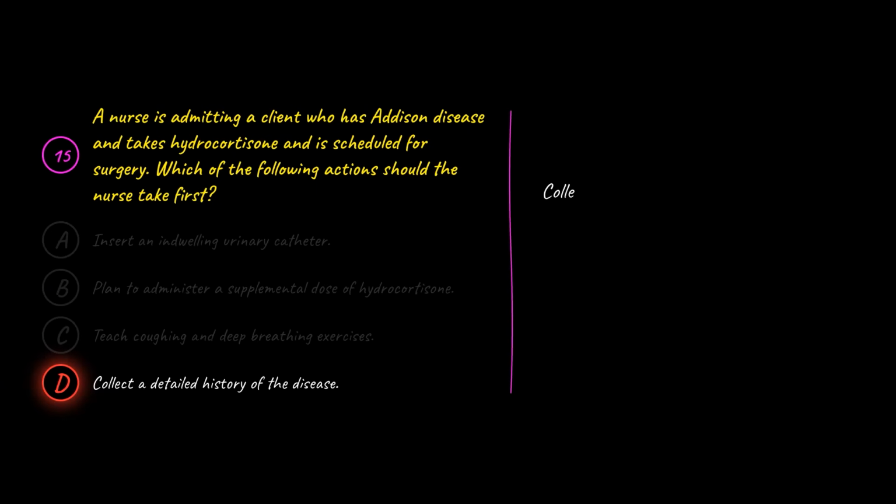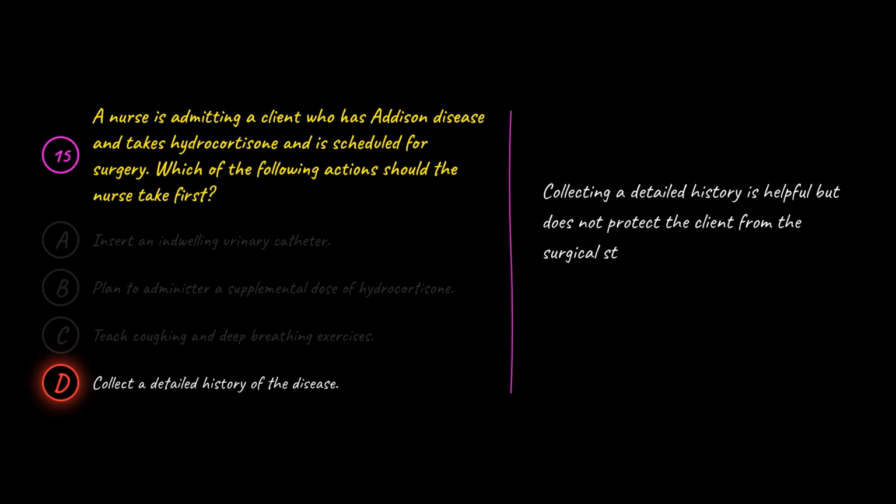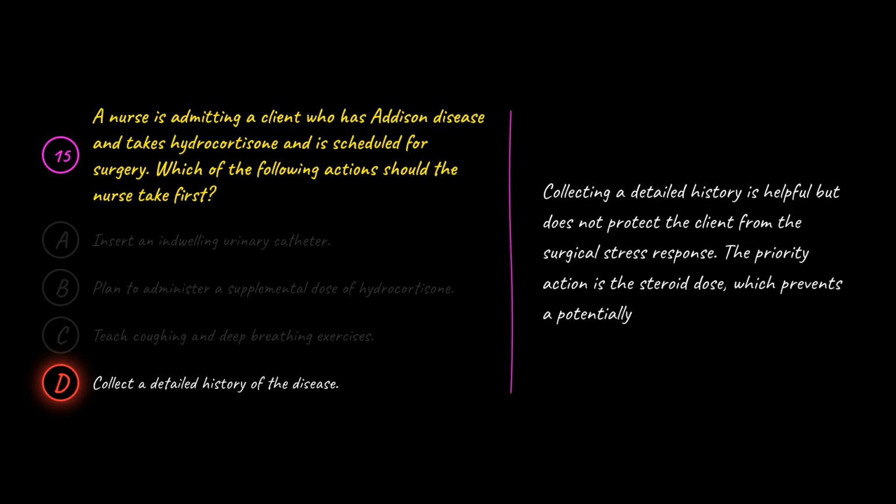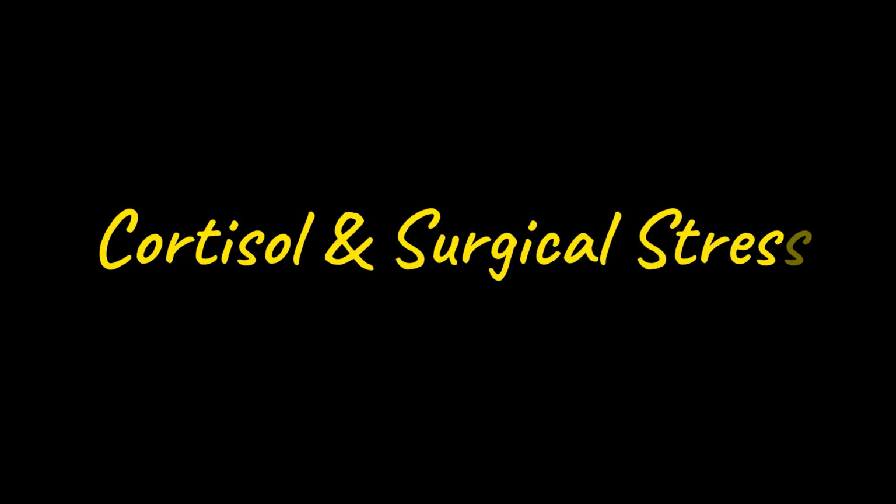D is wrong because collecting a detailed history is helpful but does not protect the client from the surgical stress response. The priority action is the steroid dose, which prevents a potentially fatal adrenal crisis. Cortisol is the body's main stress hormone, and in a healthy person, the adrenal glands automatically surge its production during surgery or serious illness. People with Addison disease have lost that automatic surge entirely.